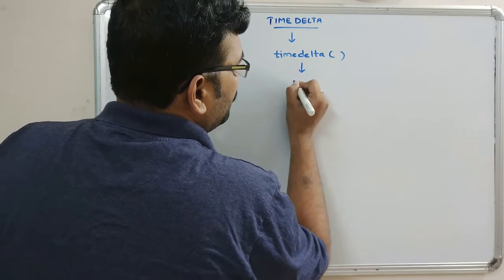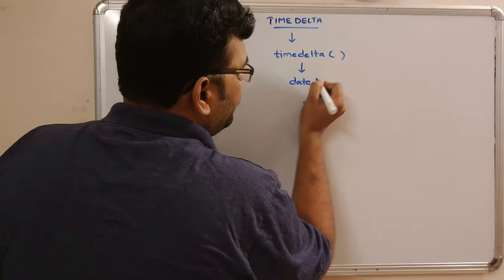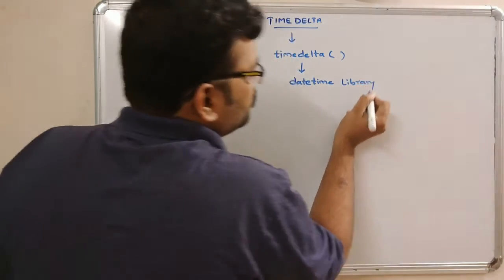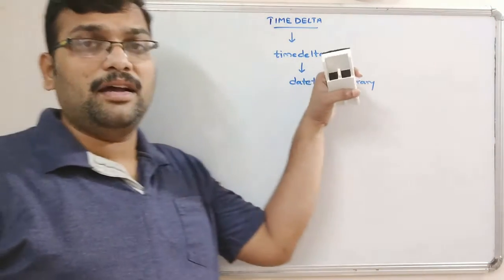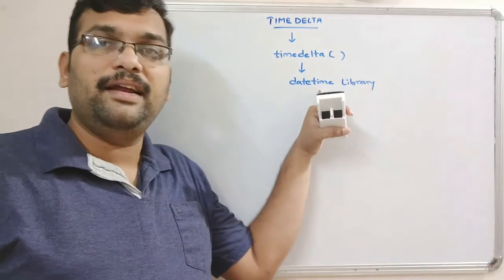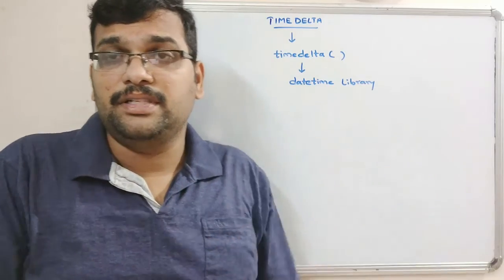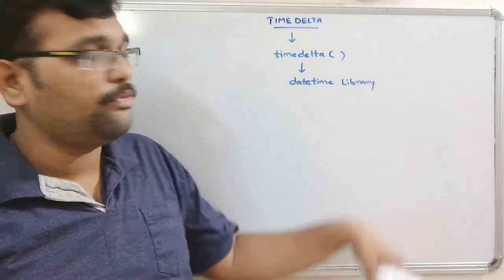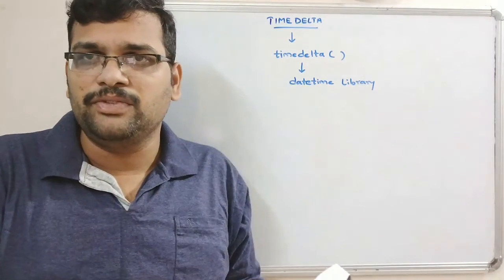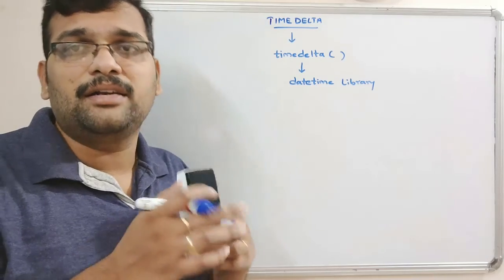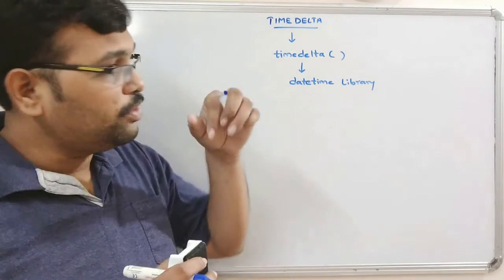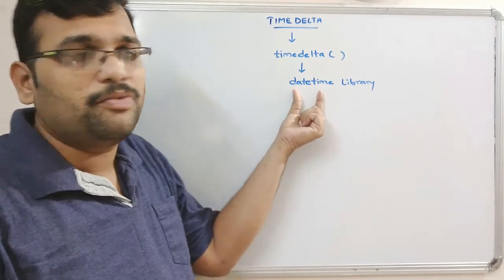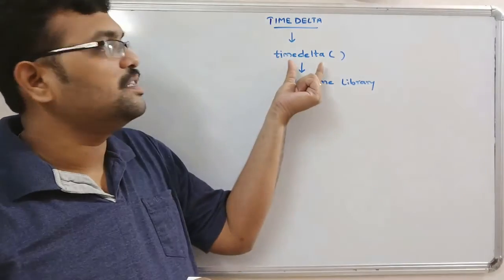It is available in the datetime library. That means in order to use time delta, we are supposed to import datetime. We saw in the previous session the now method to retrieve the current time and date, and to use that now method we also have to use the datetime library. So here also we have to import the datetime library before using time delta.